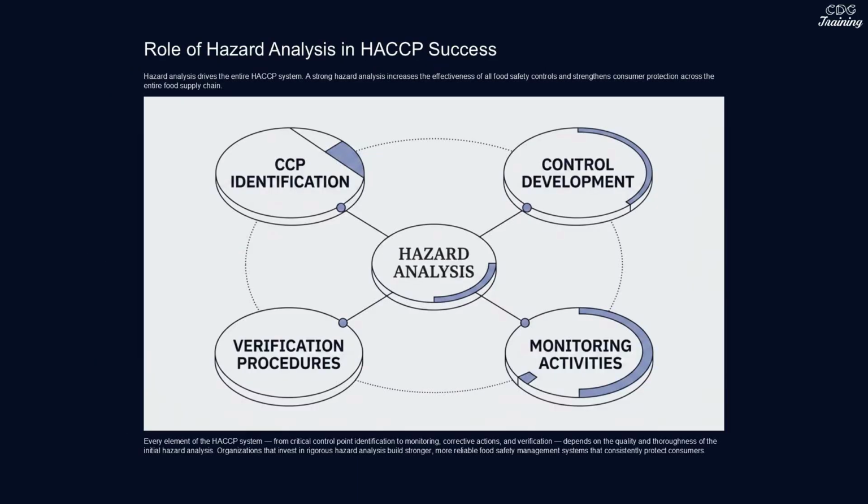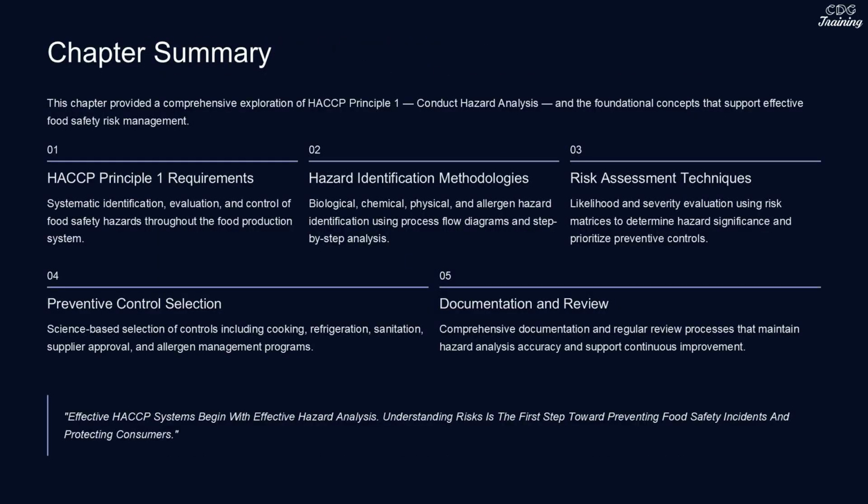Hazard analysis is crucial for the success of the HACCP system. It involves identifying critical control points, developing controls, monitoring activities, and verifying procedures to ensure food safety and compliance. This chapter explored HACCP Principle 1, focusing on hazard analysis and its role in effective food safety management. Key topics included hazard identification, risk assessment, preventive control, and documentation.